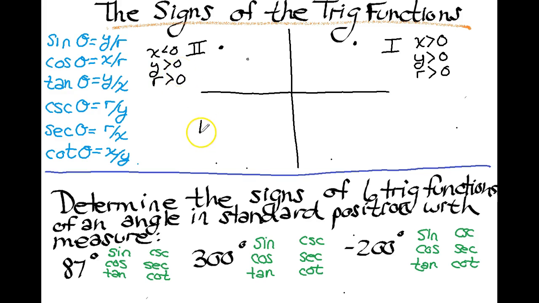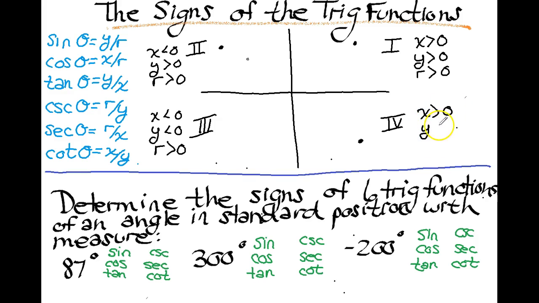Let's move to quadrant 3. In quadrant 3 we have an x value that is negative, and a y value that's negative, but our r value is still positive. And down here in quadrant 4, let's pick a point, we have a positive x value, a negative y value, and our r value is still positive.